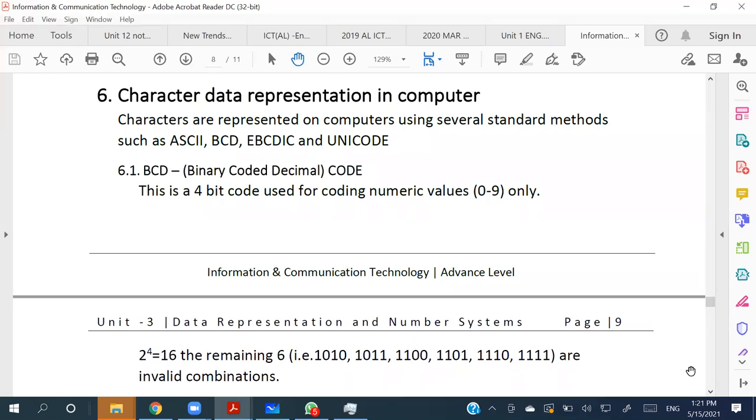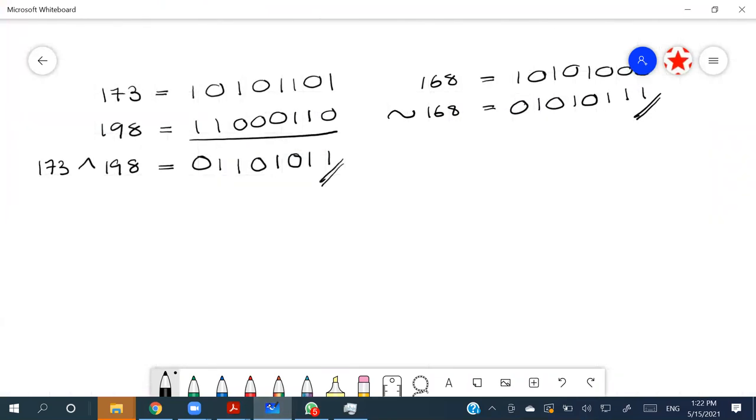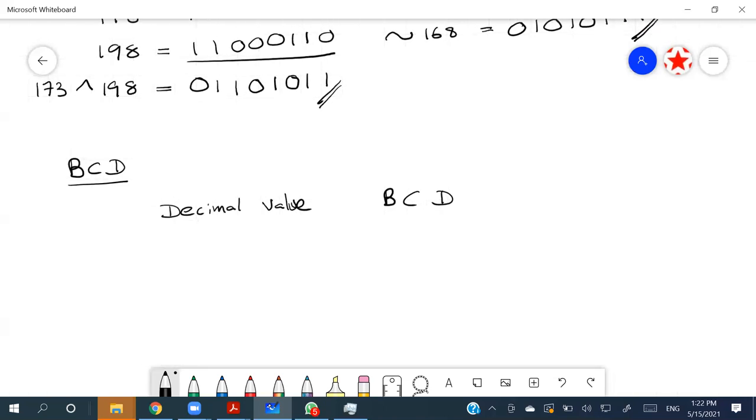decimal representation, BCD. Now in BCD, they use it to represent values from 0 to 9 only, right? So it's only a number representation that they have done. To do that, one particular decimal value is represented by a 4-bit binary value, right? So in BCD, this is the decimal value, and this is the BCD code. As I told you, they use 4 bits.